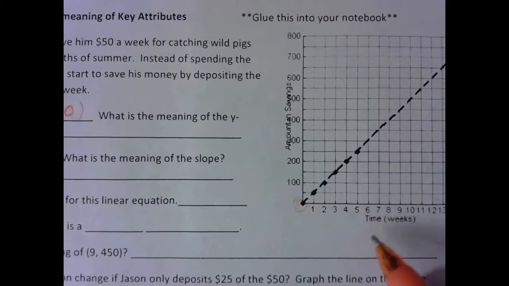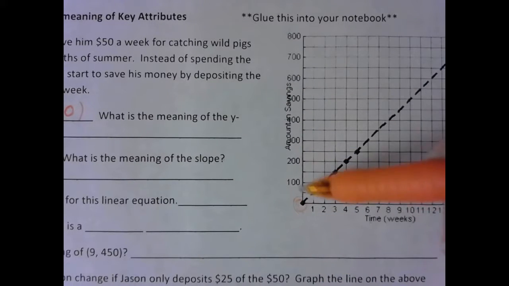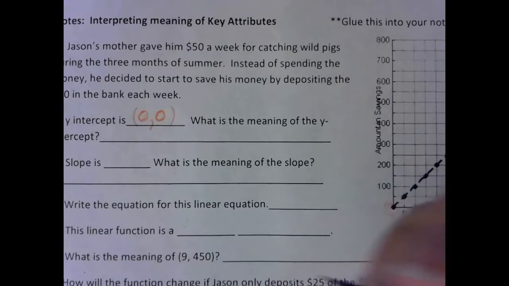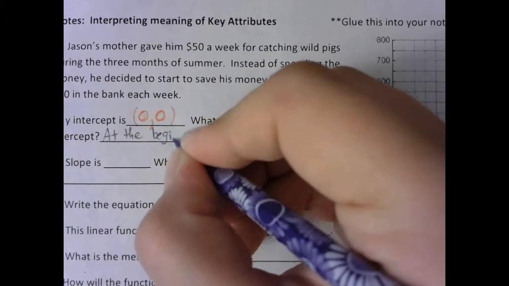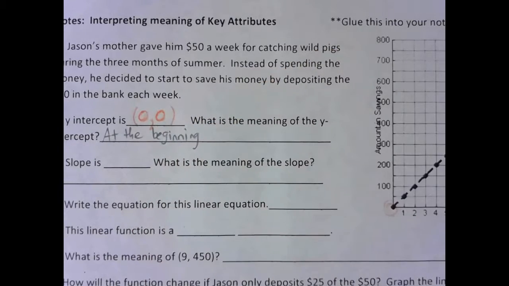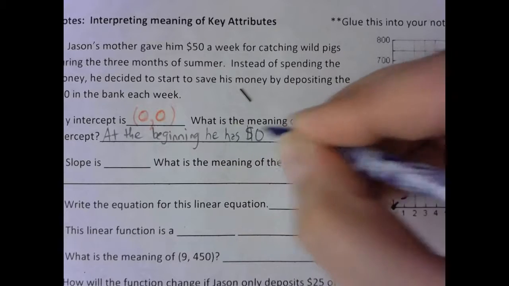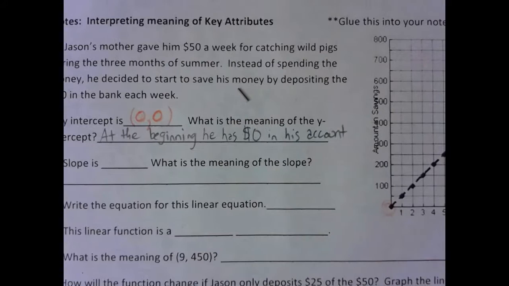So let's think about this for a moment. Our time is at 0. Our savings is at 0. Well, that means, so at the beginning, because time is 0, at the beginning, oh no, my lead is just going everywhere. He has $0 in his account. So at week 0, at time 0, he has $0.